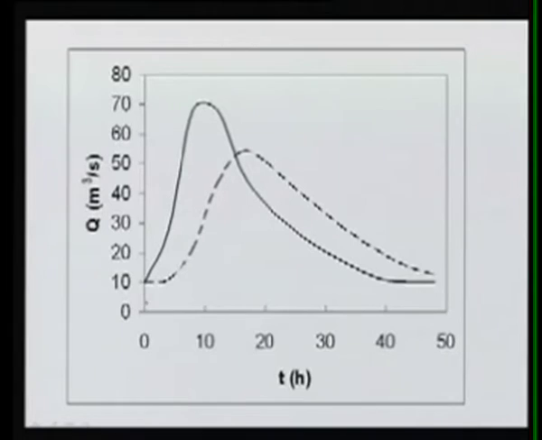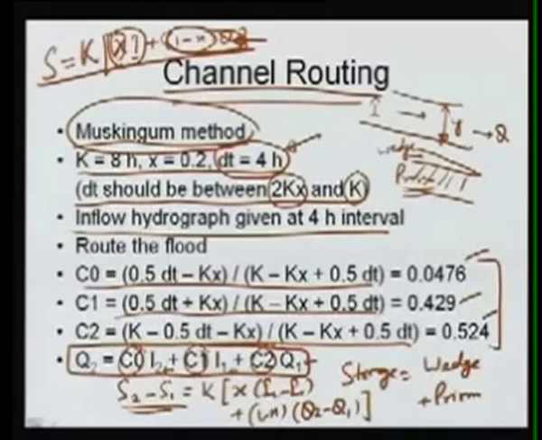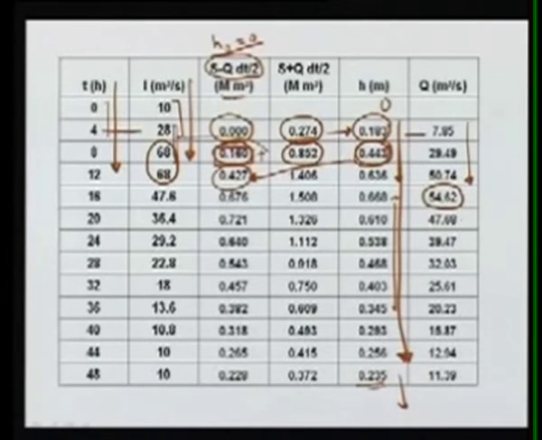In this case we have assumed that the initial outflow is 10 meter cube per second because this is channel routing, so we assume that initially inflow and outflow are the same, and therefore again you can see that there is an attenuation here and there is a lag here, but in this case the peak is roughly 54.11, while in the other case we had seen 54.62, so they are not very different in this case.